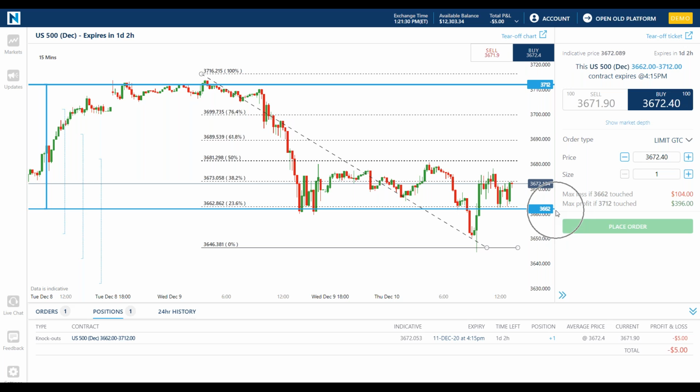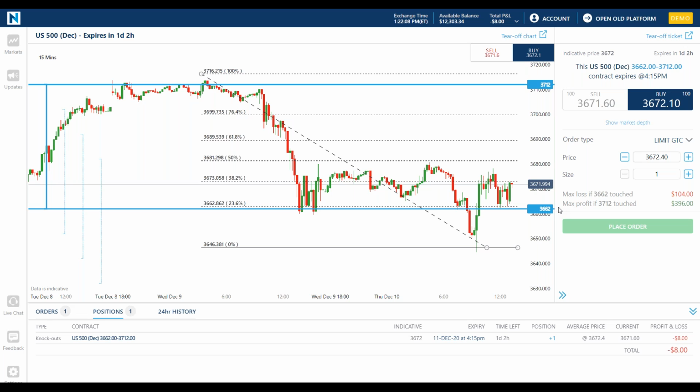Now, if it goes down to 36.62 and I get knocked out, I would recognize a maximum loss of $104. If it were to go up to 37.12, I would get knocked out for maximum potential profit, $396. If it were to go lower than 36.62, say down to 36.40, I could not lose any more than the 104 that I initially had at risk, because I would get knocked out right at this price. 36.62, there is no slippage. It touches 36.62, I'm out.